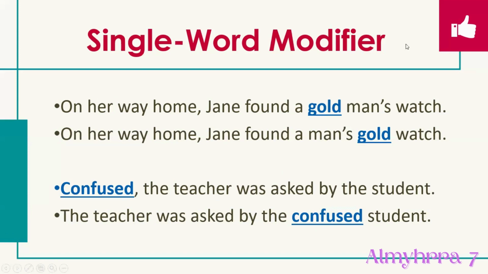For the first example, if you try to analyze, the correct sentence here should be number 2. It would mean that we are referring to the watch made of gold. For the second example, if we try to analyze, sentence number 2 is the correct one. It was the student who was confused. That's why he asked a question to the teacher.